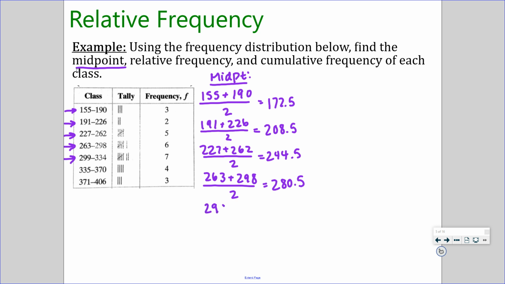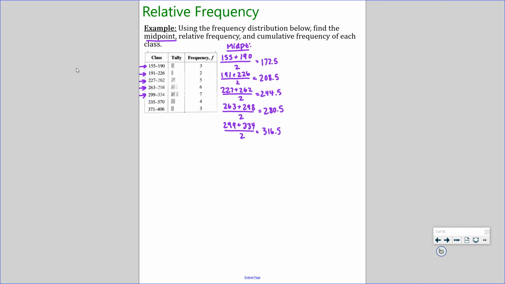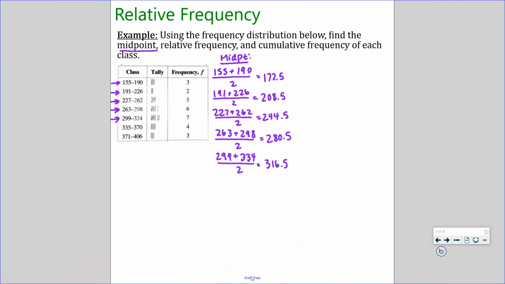So this has nothing to do with the number of times this occurred. I'm just calculating halfway between each interval, each class. We'll calculate frequency stats in a second. All right, 2 more. And of course, anytime we're averaging, make sure you add them up before you divide by 2. Okay, there's all our midpoints for each class.